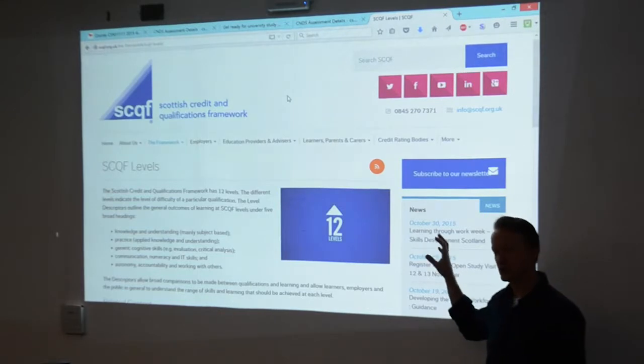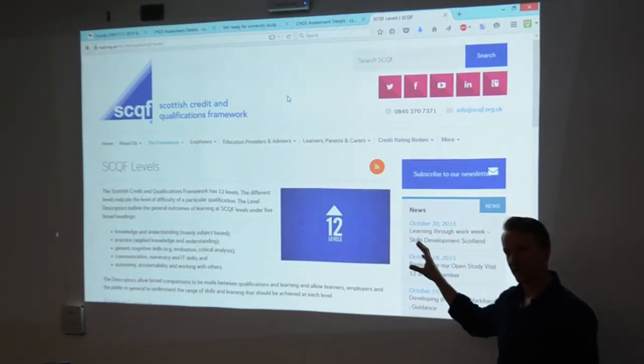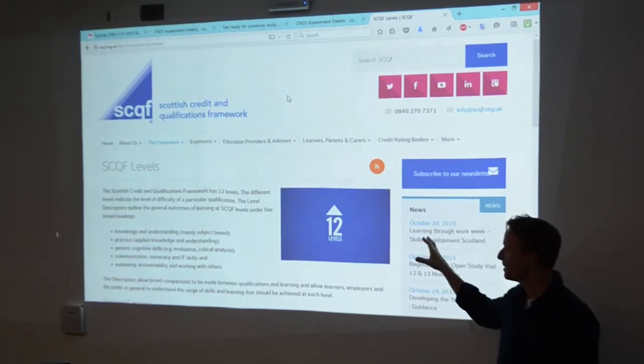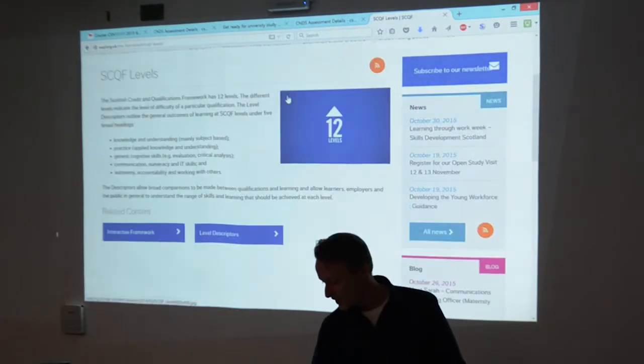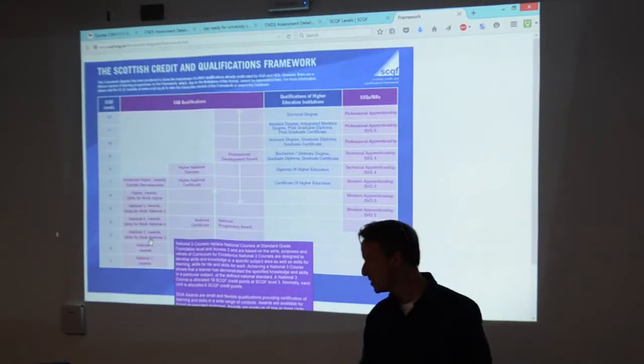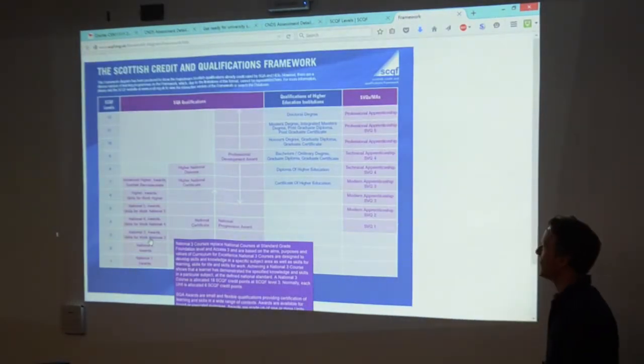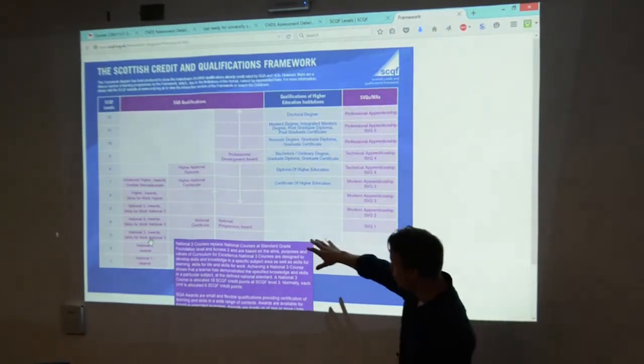If anyone's not aware of what the levels are that we babble on about, have a look, okay? It's a good website. You just search for SCQF, you'll get the website, and if you click on one of the levels links, this is the framework where basically we base all our work around. So this is right up from school.